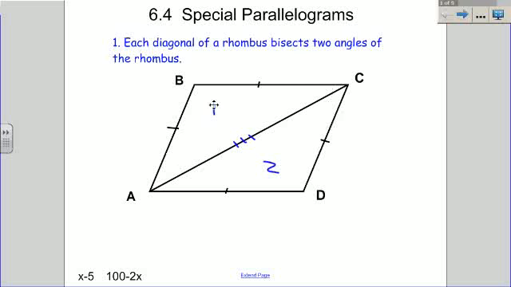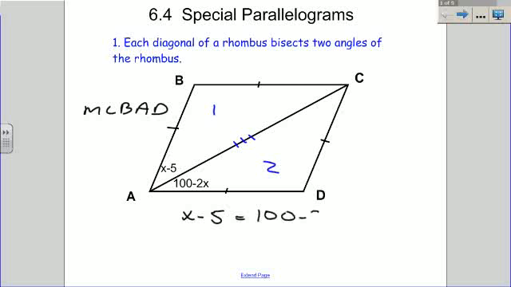Okay, what might I ask you algebraically? Well, I may say this angle is x minus 5. This angle is 100 minus 2x. What is the measure of angle BAD? We know, because each diagonal of the rhombus bisects the angles, that these two angles must be congruent. So x minus 5 must be equal to 100 minus 2x.